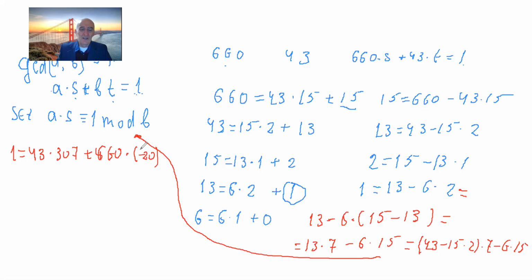By the way, if you want to check whether you have the correct answer or not, you can just take a calculator and complete. Multiply 43 by 307, then subtract, and you should get 1. Any questions?